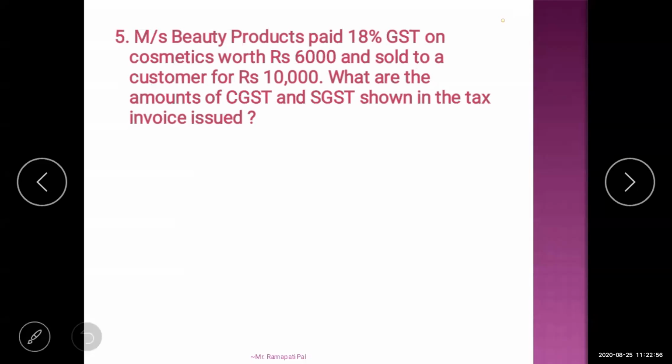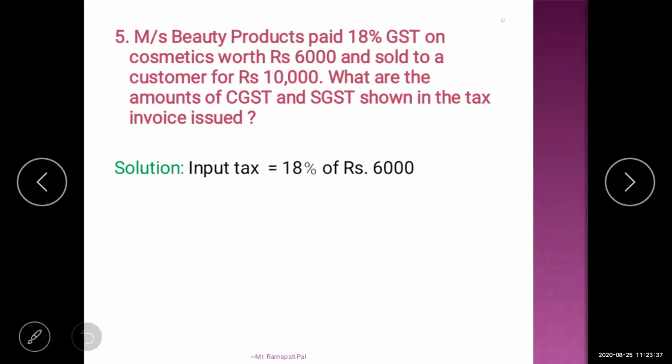Now, because the percentage is given here, we have to see: if we want to find the input tax, it is 18% of the input value, and if we want to find the output tax, it is 18% of the output value. The amount which is less is the input tax, and the amount which is greater is the output tax. Correct?